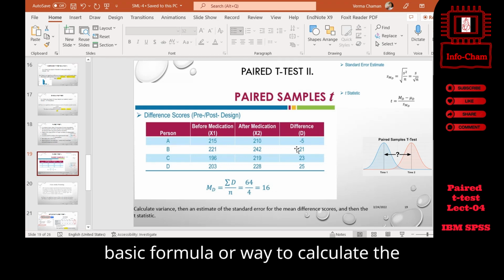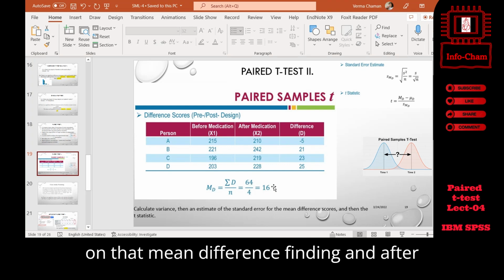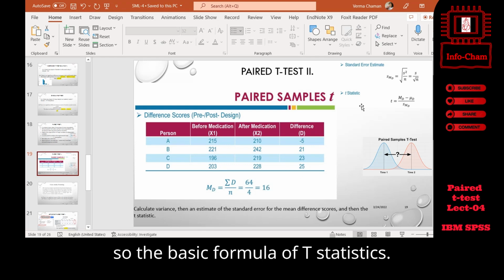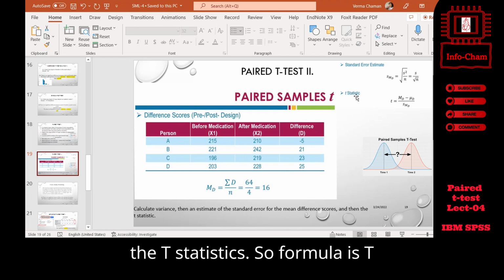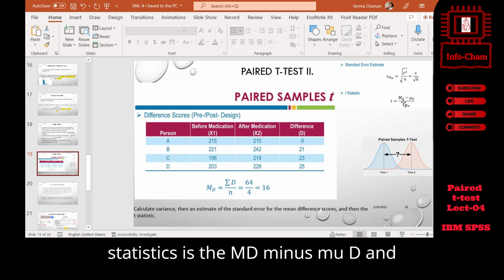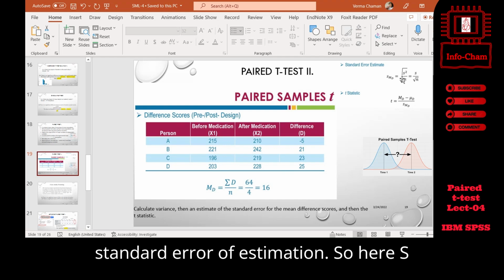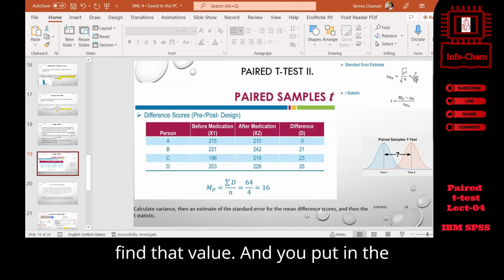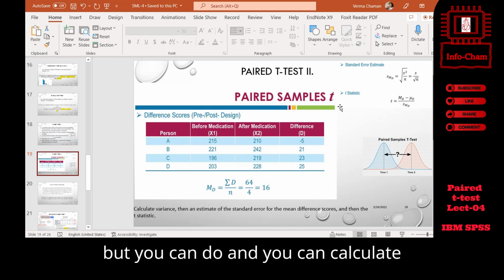This is the basic formula or way to calculate the paired sample t-test. My focus should be on that mean difference finding, and after finding it we will see how to do it. The basic formula of the t statistic, obviously we also have to calculate. The formula is t = (md - mu d) / smd. So smd is like the standard error of estimation. Here s is the variance and n is the sample size. If you take the square root, you can find that value, and you put it in the denominator, so you can find the t statistic. So this is the formula, and you can calculate it later on.